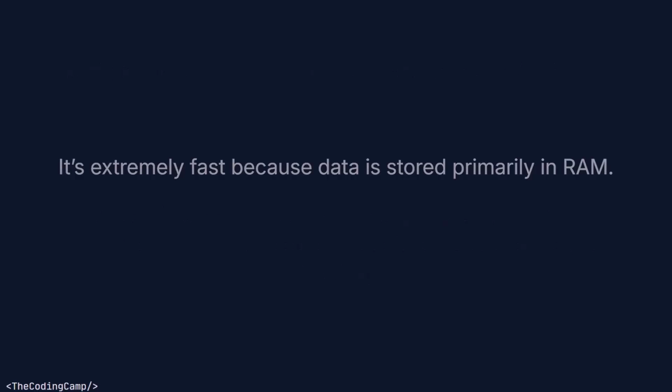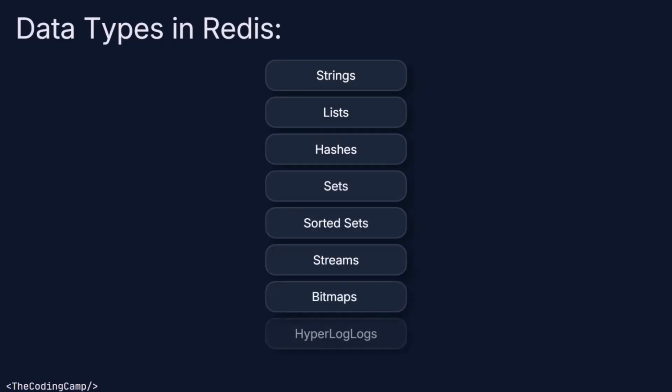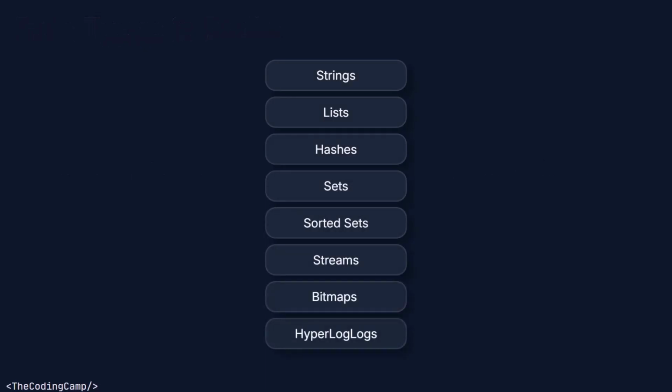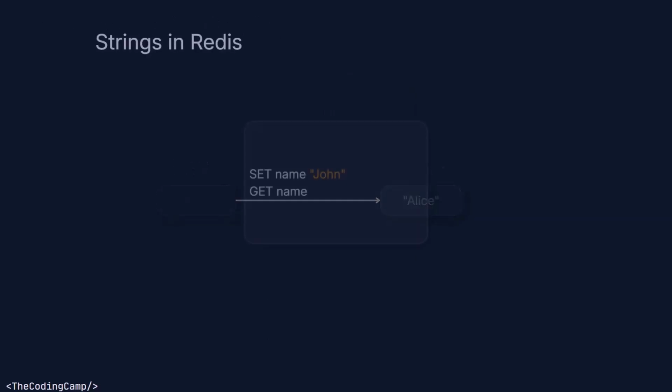It supports strings, lists, hashes, sets, sorted sets, streams, bitmaps, and HyperLogLog. Everything in Redis is stored as pairs of keys and values. Some of the common Redis data types are strings. This is an example of storing and retrieving a string value. Usually it's used for caching, counters, and tokens.